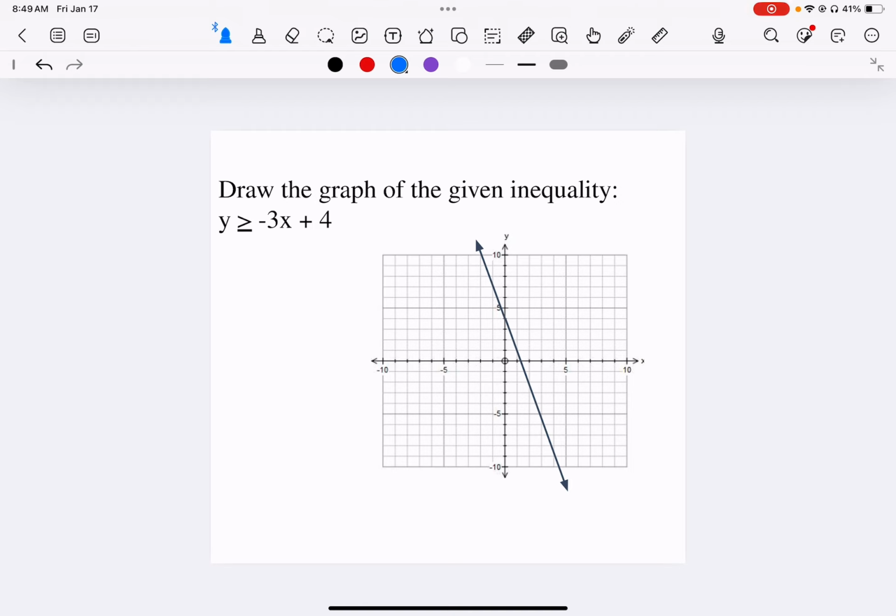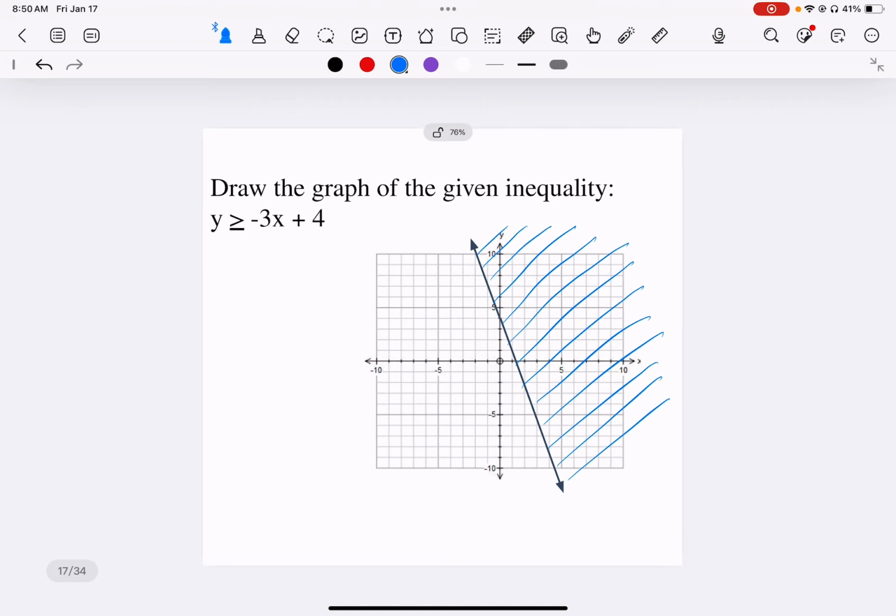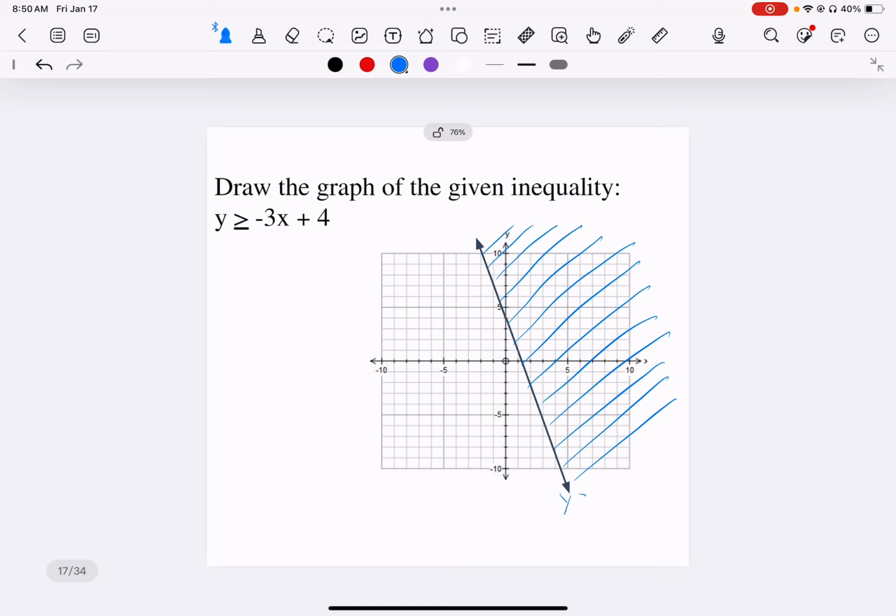Now this line is just saying that y is equal to negative 3x plus 4. But I need y greater than negative 3x plus 4. So there's an infinite number of points that make it true, and all of those points are above or greater than this line. So I'm going to shade in everything above this line. And then I still label my inequality, so y is greater than or equal to negative 3x plus 4.